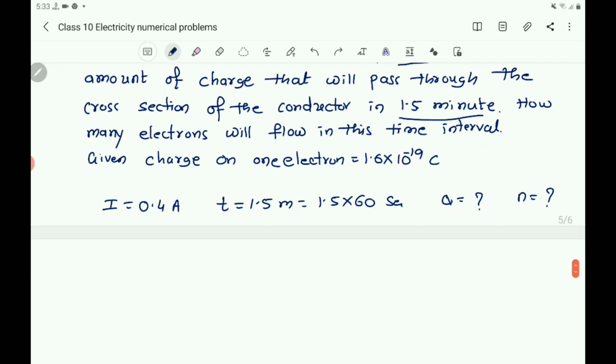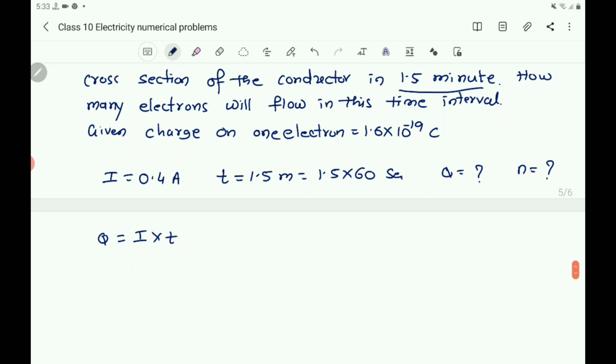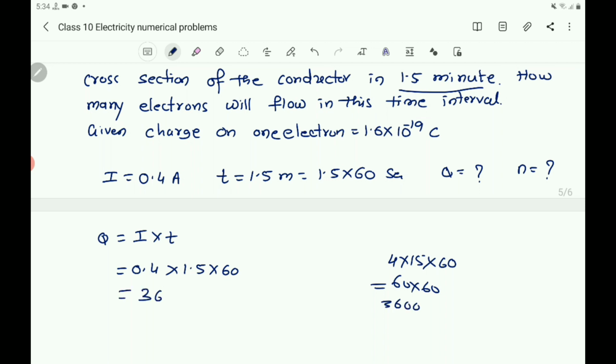So then you write the formula, the relation between Q, I and T is Q is equal to I into T. I is 0.4 into T, 1.5 into 60. So it becomes 4 into 15 into 6, that is 15 4s are 60. So if you take 60 into 60, 6 6s are 36 with 0. So you will get 3600 and decimal point 12, so it becomes 36.00.